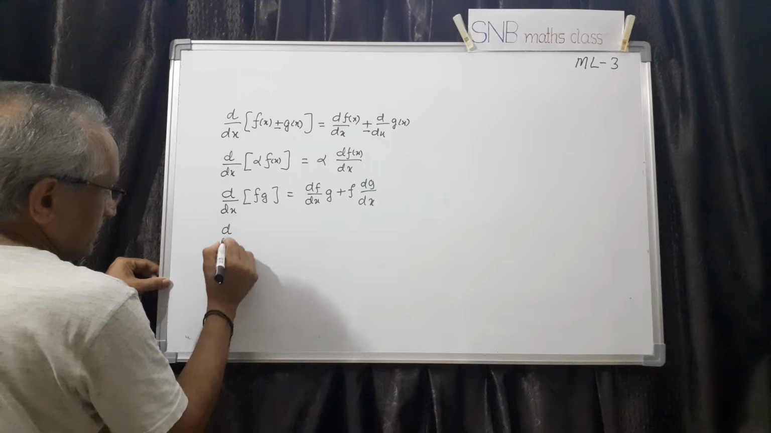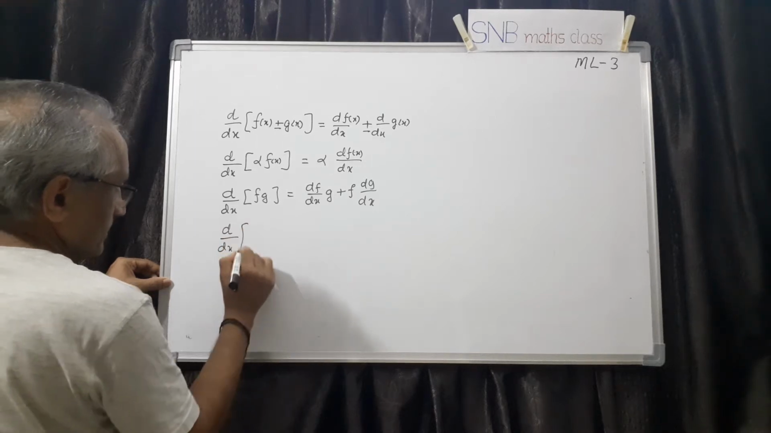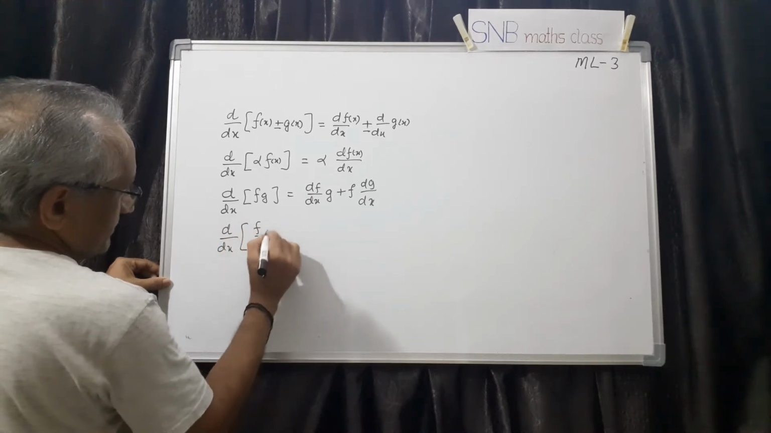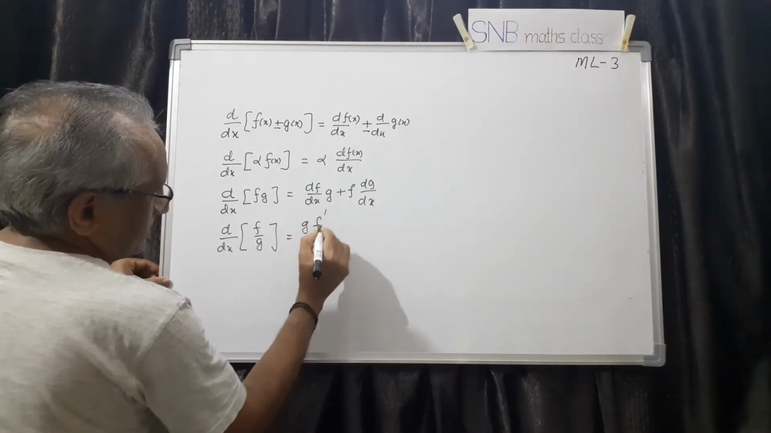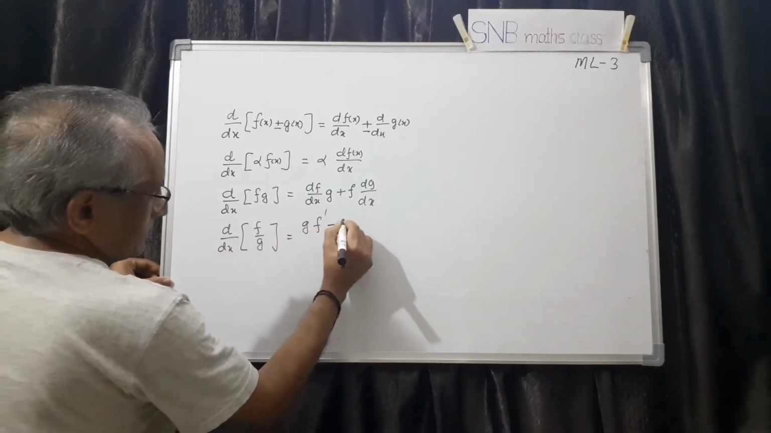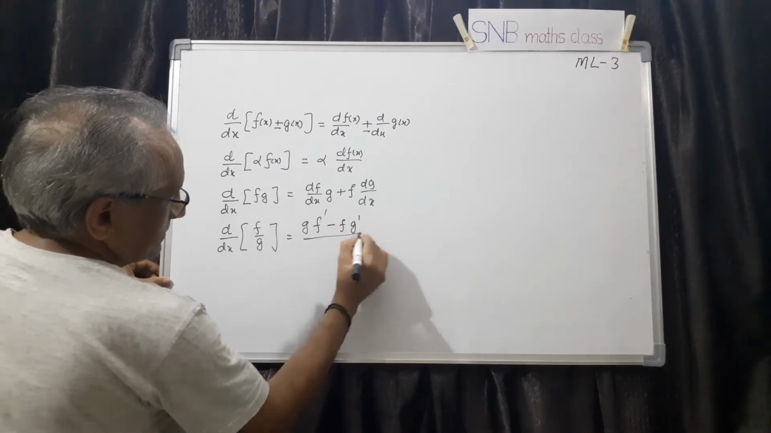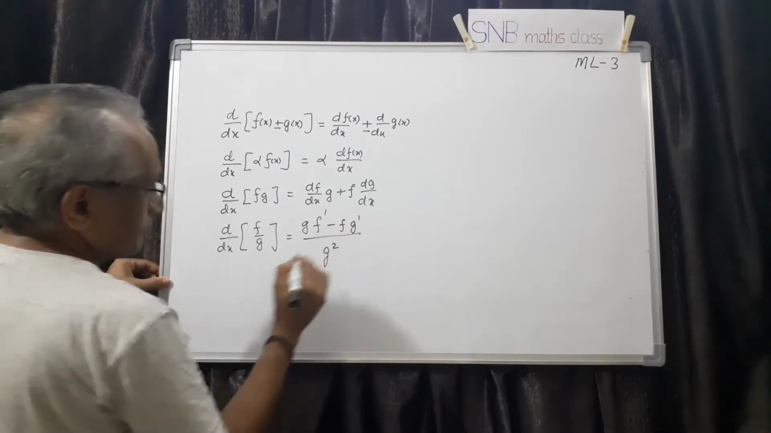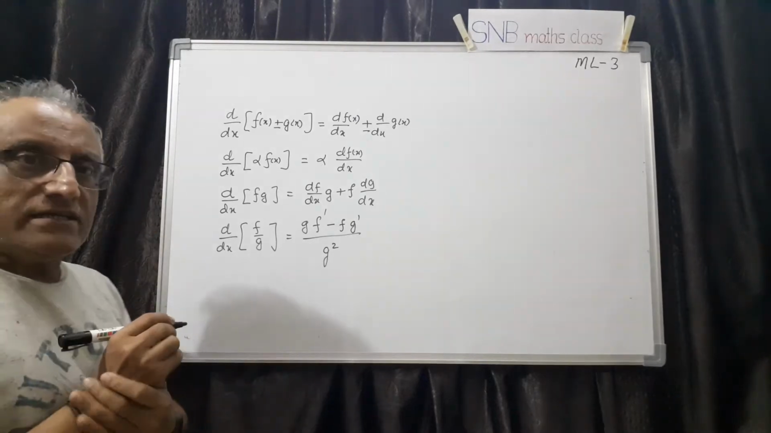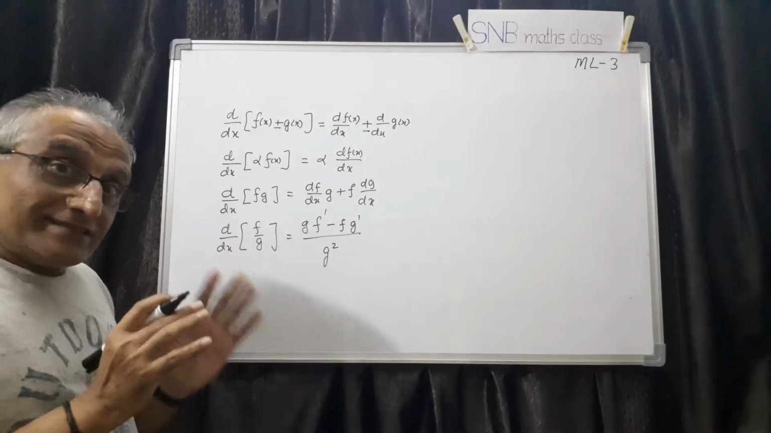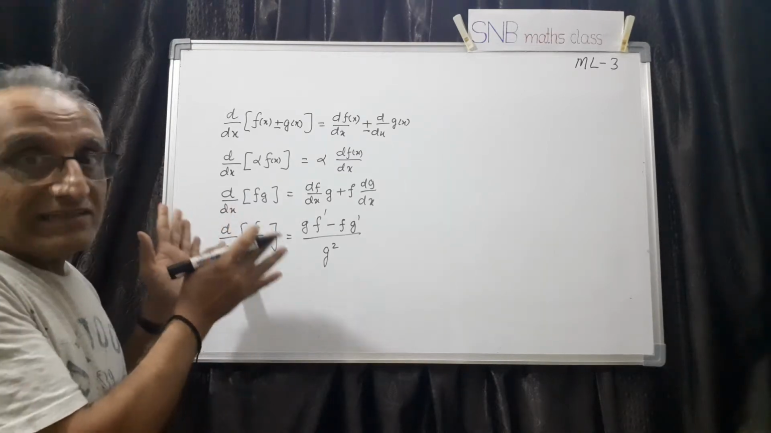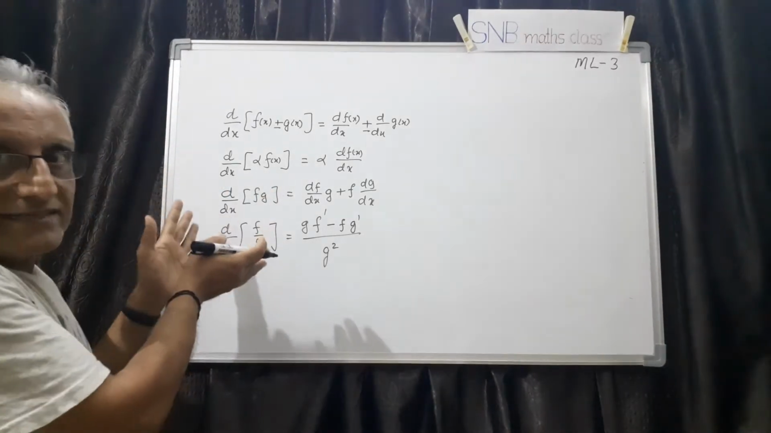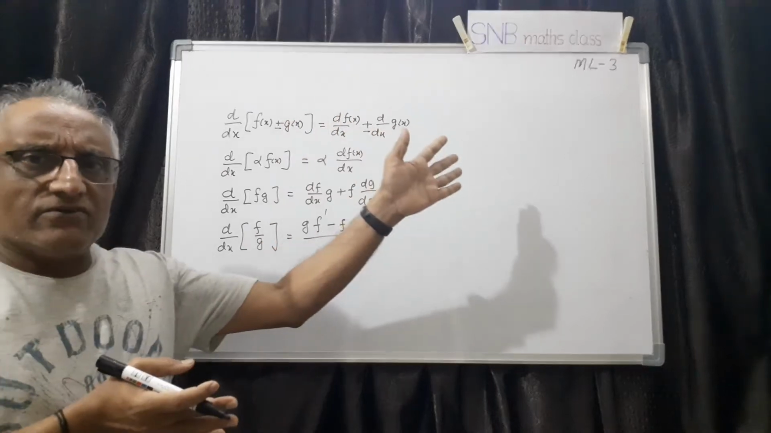And we have also seen d by dx of f by g, which is g into f dash, let me use this symbol, minus f into g dash, divided by g square. So all these things are familiar to you. Now, the question is, can we use similar rules in integrals also? That is called algebra of integration. We call this the algebra of differentiation, and the same thing we can call algebra of integration.